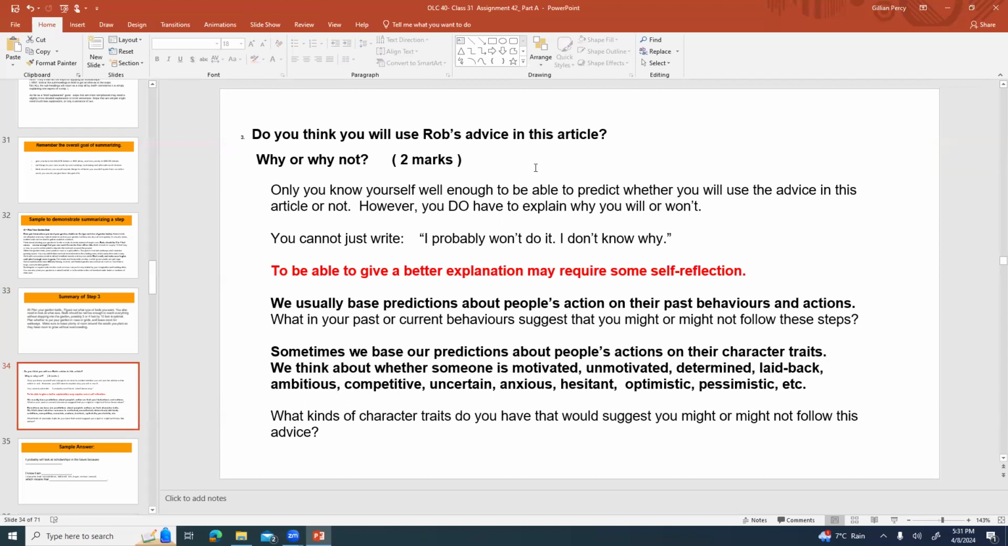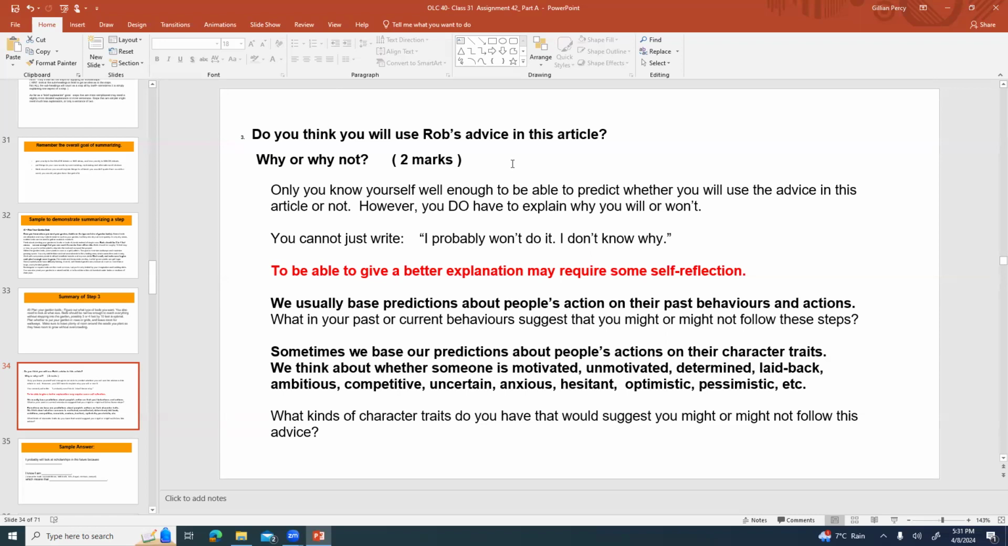Okay, and then the third question says, do you think you will use Rob's advice in this article? Why or why not? And then you've got 2 marks. Only you know yourself well enough to be able to predict whether you will use this advice or not. However, you do have to explain why you will or why you won't. You cannot just write, I probably won't do it.